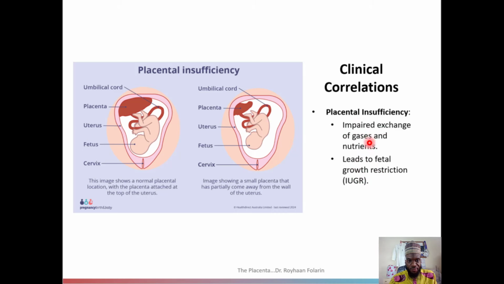So when there is placental insufficiency, there is an impairment in the exchange of gases and nutrients. And a common consequence of that is that you see a very small placenta. So it's a small placenta that has partially come away from the uterus. This is unlike the normal placenta, which is in its normal location with the placenta attached.